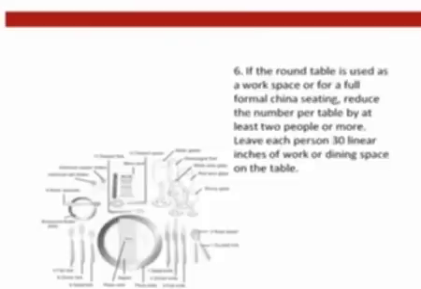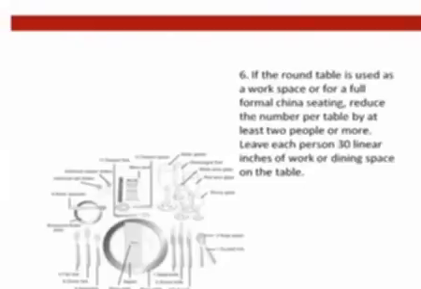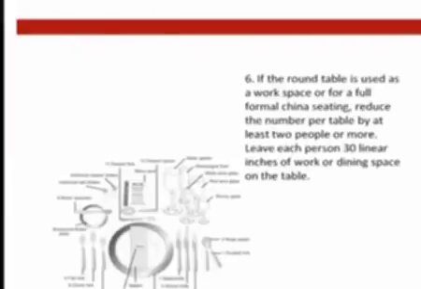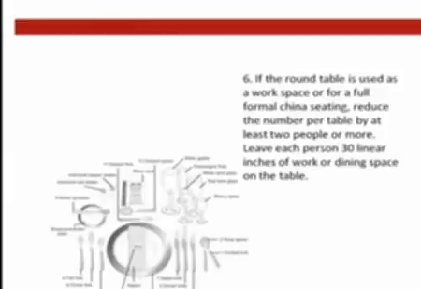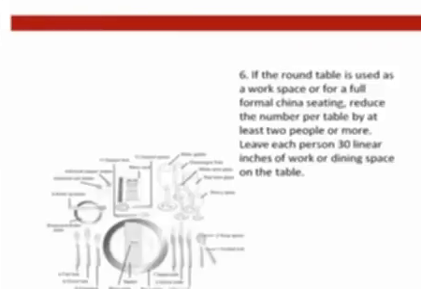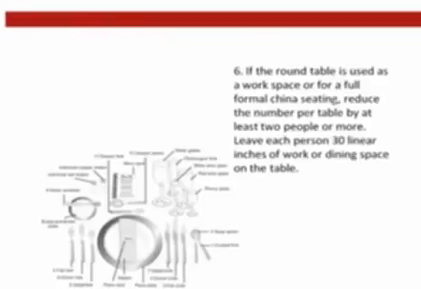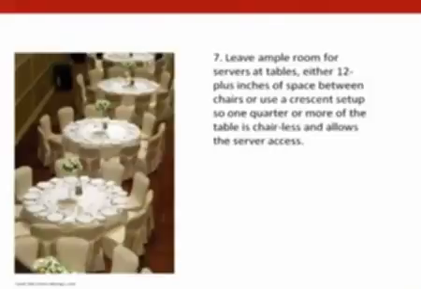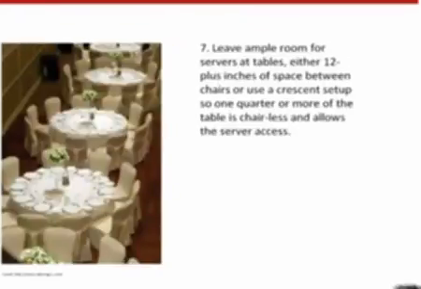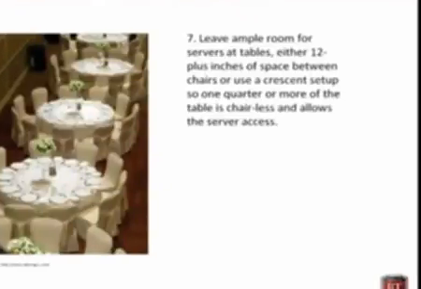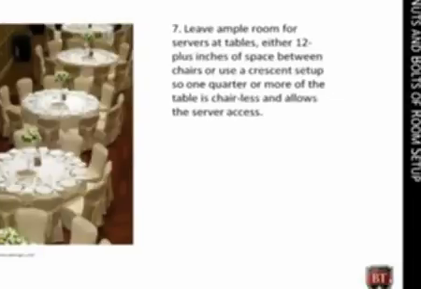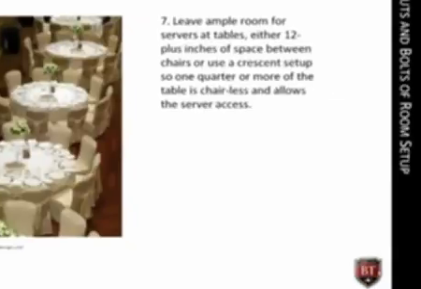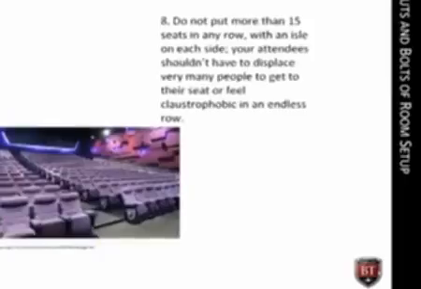If the round table is used as a workspace for a full formal china seating, reduce the number per table by at least 2 people or more. Leave each person 30 linear inches of work or dining space on the table. Leave ample room for servers at tables, either 12 plus inches of space between the chairs, or use a crescent setup so 1/4 or more of the table is chairless and allows the server access.